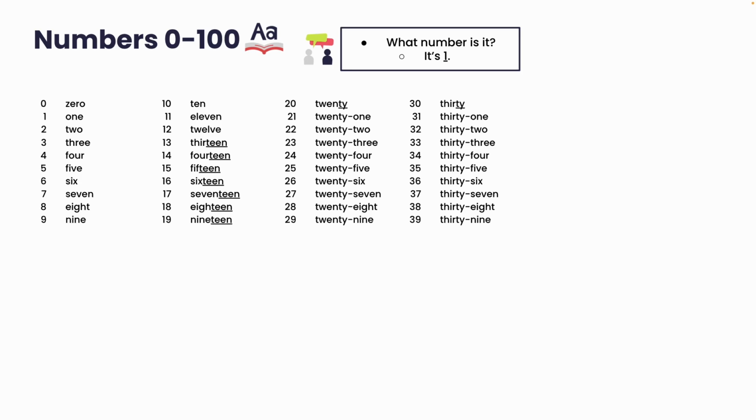So 31, 32, 33, 34, 35, 36, 37, 38, 39. That's what we've got. And now, coming back to the underlined parts. Look at here. Here is 30, and I have underlined the ending of the word 30. Before we have, for example, 13, and I have underlined teen, 13. Isn't it quite similar?